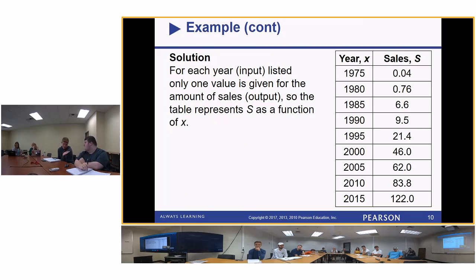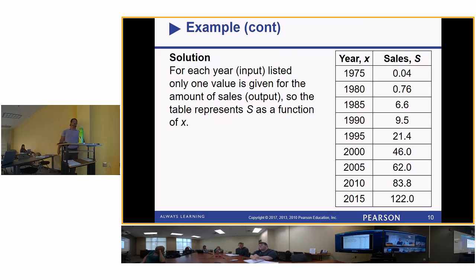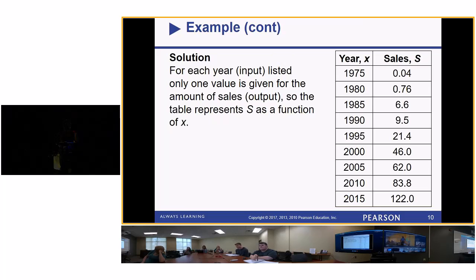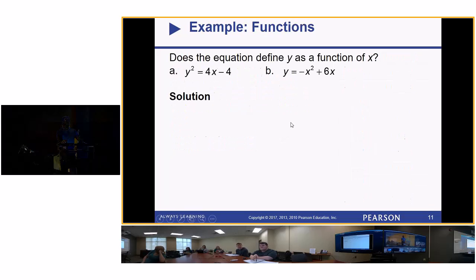All right, this is just, what's the domain? The domain is the years 1975 to 2015. And then the sales are the range, which is 0.04 to 1.22. Domain is the year, duh. Range is the sales. Some of these kind of insult your intelligence.